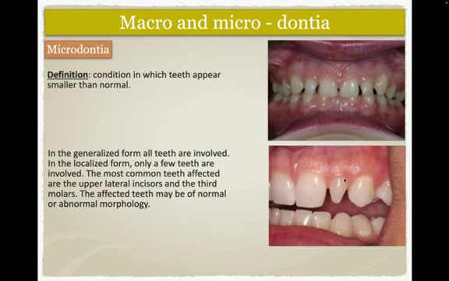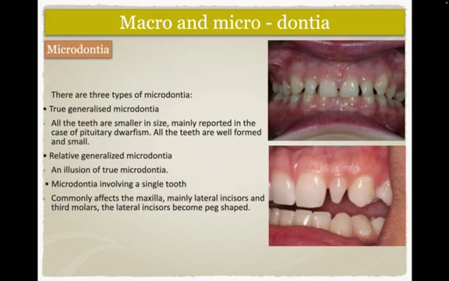and it's quite often to see a peg-shaped lateral incisor, small or even smaller, and then the third molar, and then the lower five. These are the most common teeth if it affects only a single tooth. But if it's generalized, it will affect all the teeth.